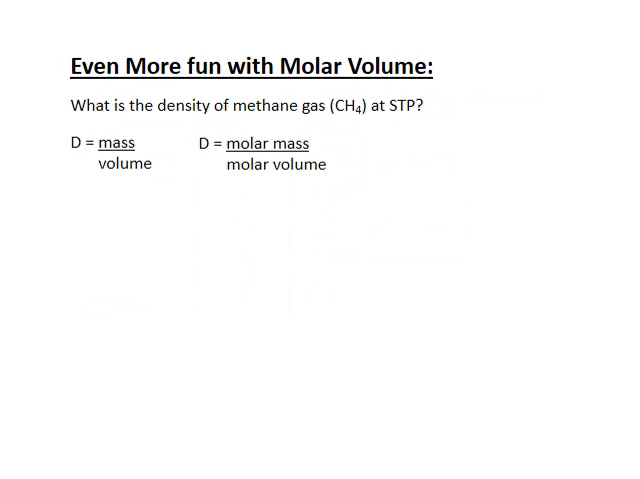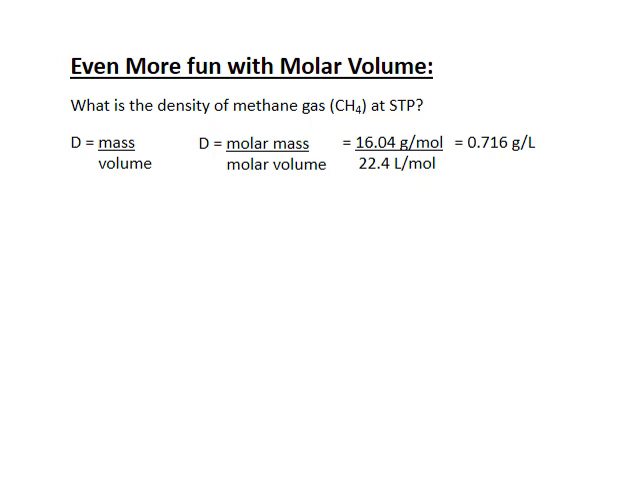Okay, one more thing we can do is to look at the density of a gas. You remember that density was mass over volume. So we can look at density as molar mass over molar volume. For methane, if I add up 1 carbon and 4 hydrogens, I get 16.04 grams per mole. And if I divide by the molar volume, I get 0.716 grams per liter.